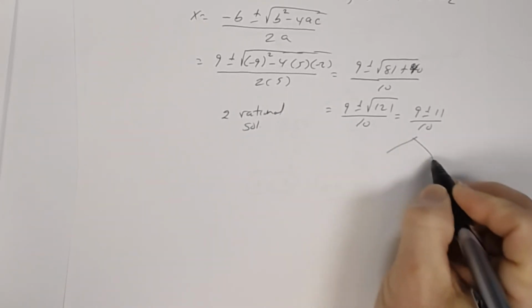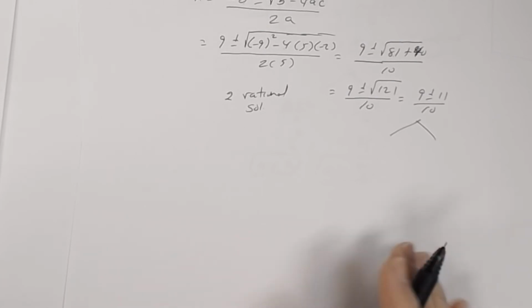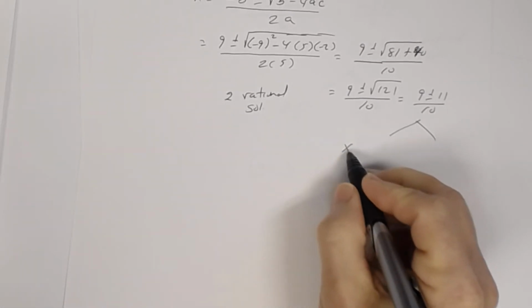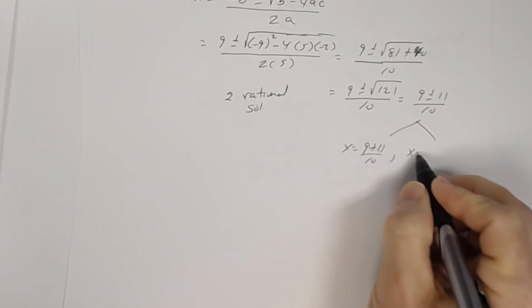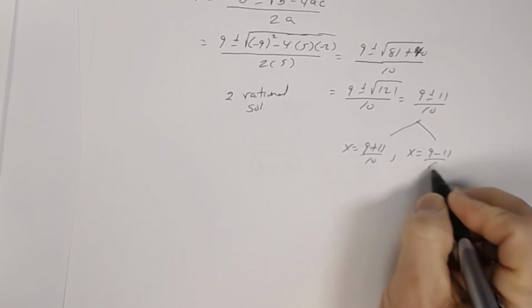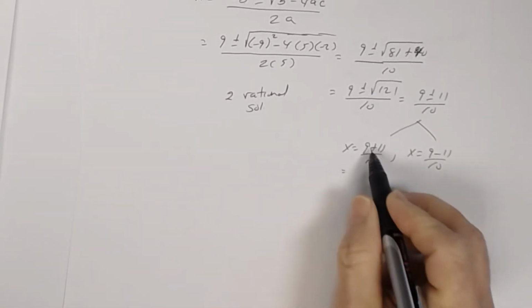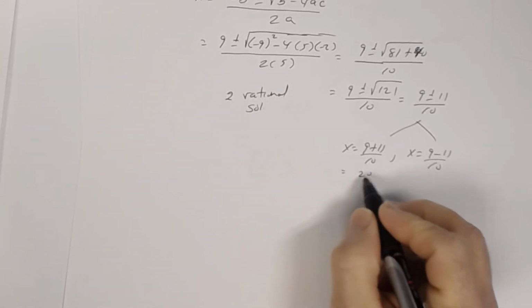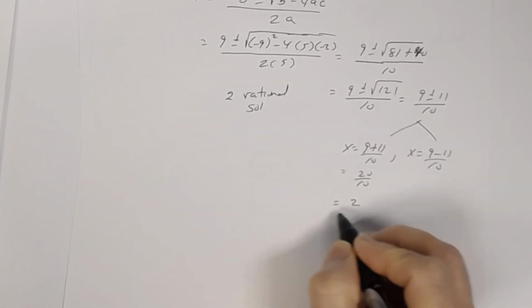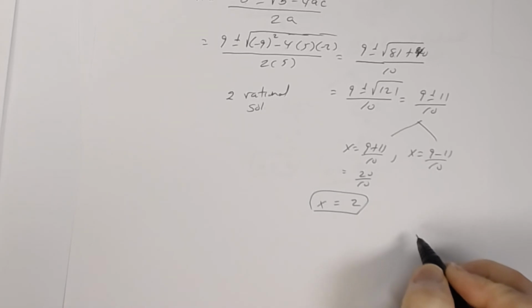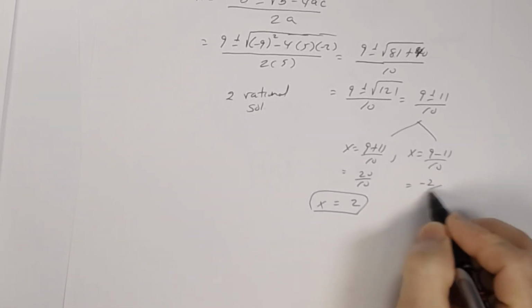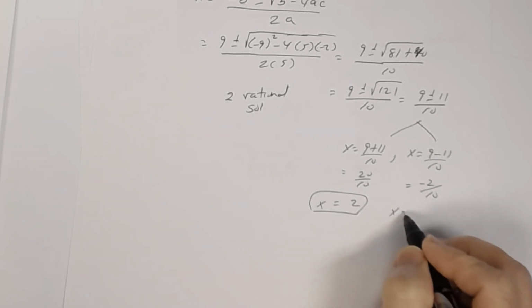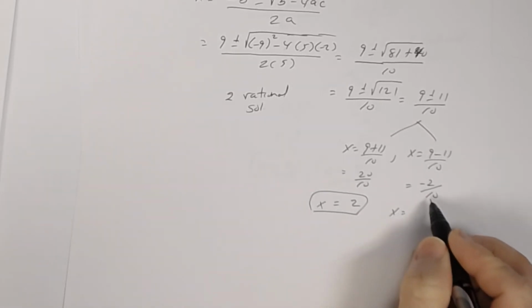And so now you split it apart so you can determine what they are. So you're going to say x equals 9 plus 11 divided by 10, comma, x equals 9 minus 11 divided by 10. And so 9 plus 11 is 20, and 20 divided by 10 equals 2. So there's one of your solutions. Over here, that's going to be 9 minus 11 is a negative 2, and then divided by 10. And so your other solution, when you reduce, is going to be negative 1/5.